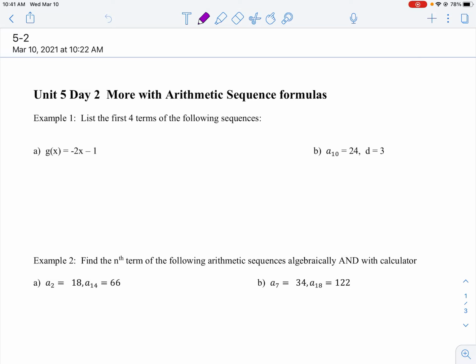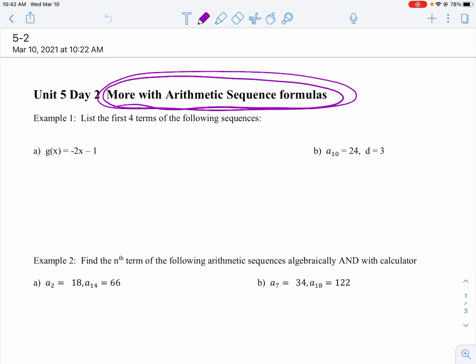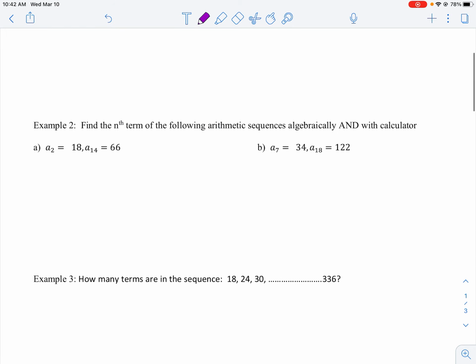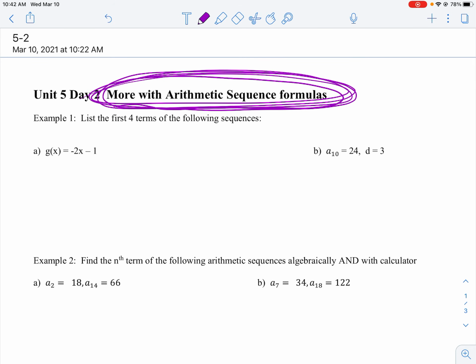Okay, just getting myself prepared for the week here, right? So Unit 5, Day 2. We're talking about more with arithmetic sequence formulas. In this one, we're just going to be mixing it up and doing some different things, just a little more practice to make sure you guys are okay. As you can see, 4 examples, and then we're on the homework, and we're good. So not a very long video, I don't anticipate.